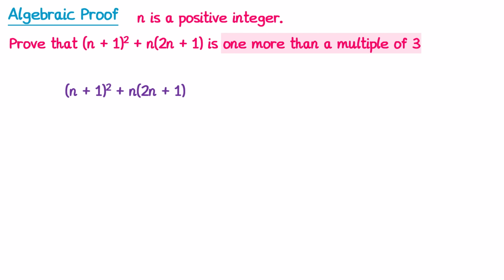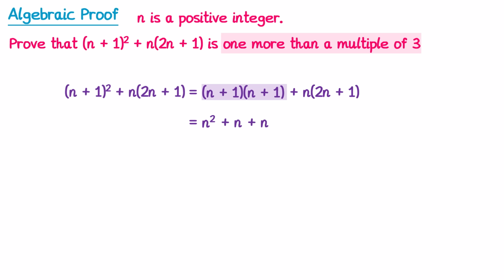So let's take this expression, and we'll start with n plus 1 squared, which is n plus 1 times itself, and then we have plus n lots of 2n plus 1. Let's get expanding. n times n is n squared, n times 1 is plus n, 1 times n is also plus n, and 1 times 1 is 1. Then for the second bracket, we have n times 2n, which is 2n squared, and n times 1, which is n. When we simplify, we have n squared plus 2n squared, which is plus 3n squared. Then we have n plus another n, so that's 3n, and then just plus 1 here, so plus 1.